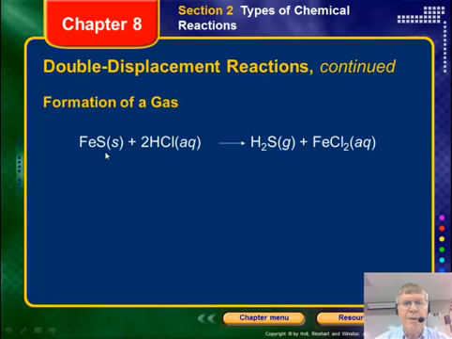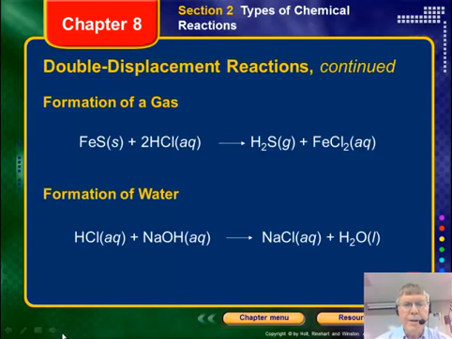Sometimes a gas is formed. Here you see iron sulfide and hydrochloric acid. When those are mixed, the H, the positive ion here, and the Fe, the positive ion here, trade places. So the H with the S gives you hydrogen sulfide, and iron chloride is formed, iron 2 chloride. And so this is a gas that will bubble out of solution.